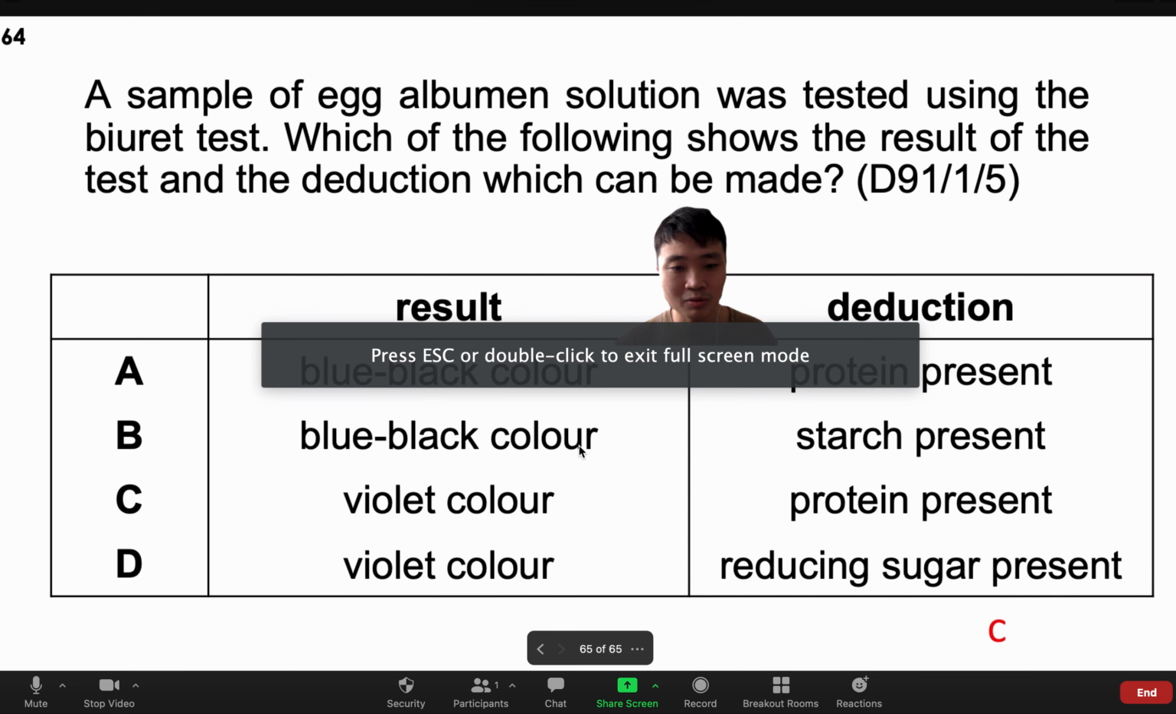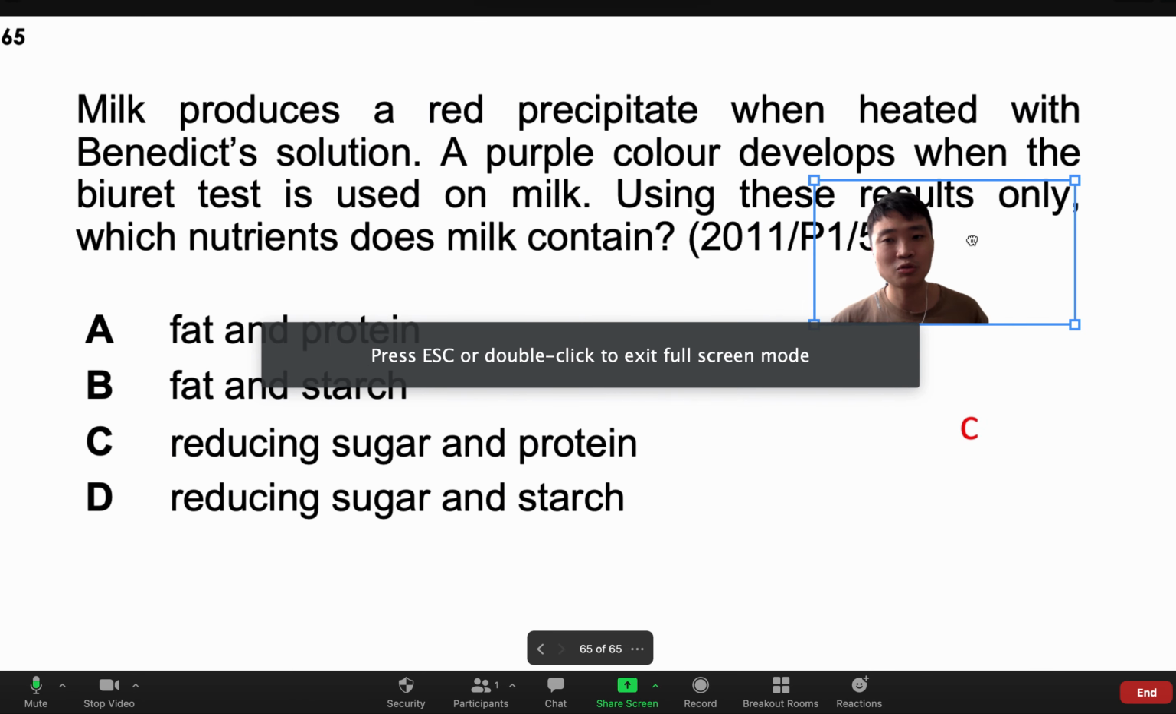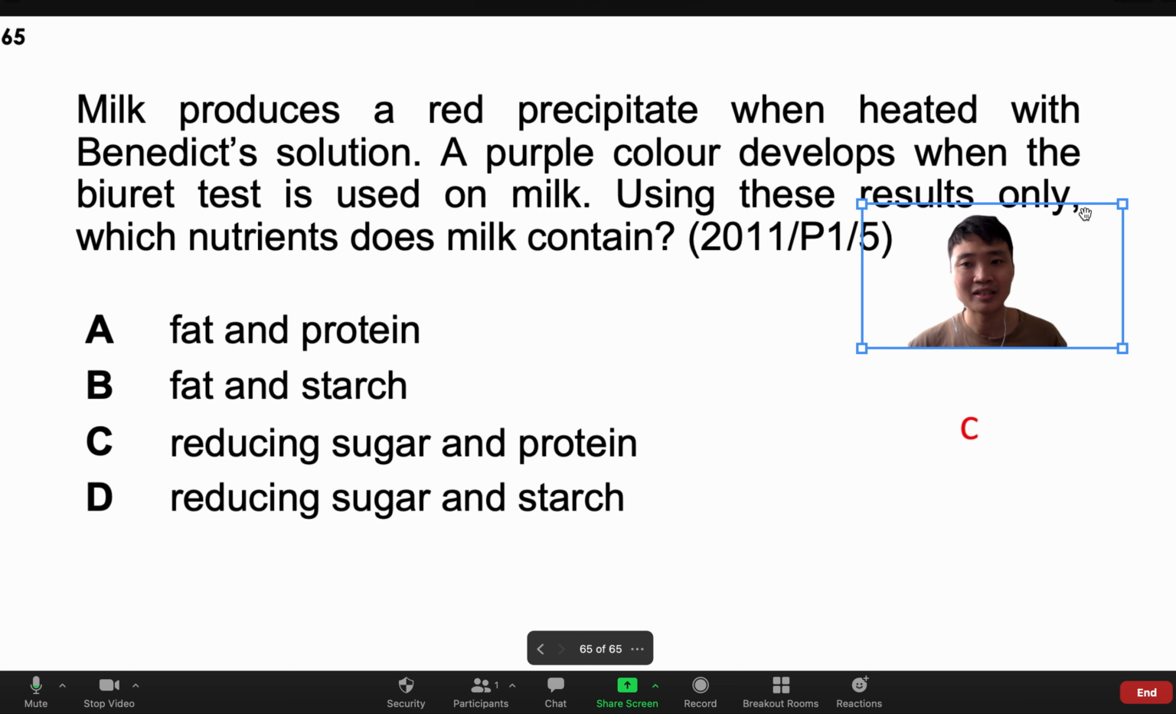Okay, so the last one. Milk produces a red precipitate when heated with Benedict's solution. A purple color develops when the Biuret test is used on milk. So using these results only, which nutrients does milk contain? This came out in 2011. You can see there's an upgrade in the questions. Biuret test, purple color, or we say violet color.